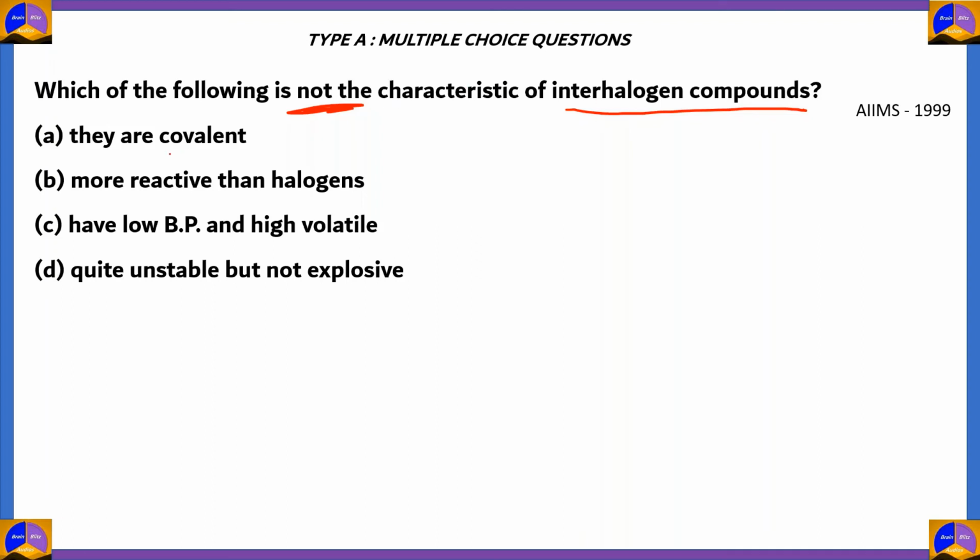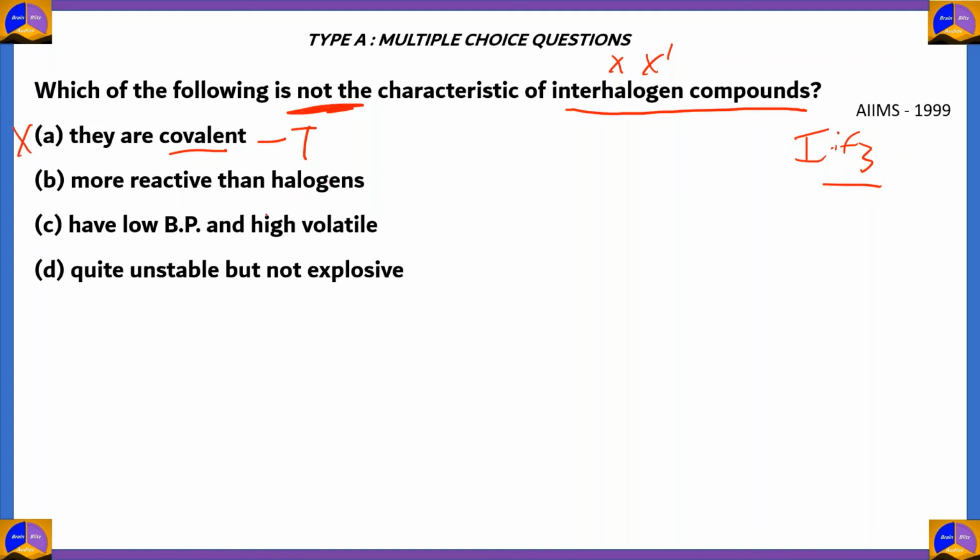Interhalogen compounds are covalent. Well, yes, they are covalent because interhalogen compounds are made of two separate halogens. So for example, let's say IF3. Now this compound can only be formed when both iodine and fluorine share one of their electrons and form a shared pair of electrons. It's only when that happens that an interhalogen compound can form. So these compounds are always covalent. Option A is true. This statement is true, which makes the option incorrect.